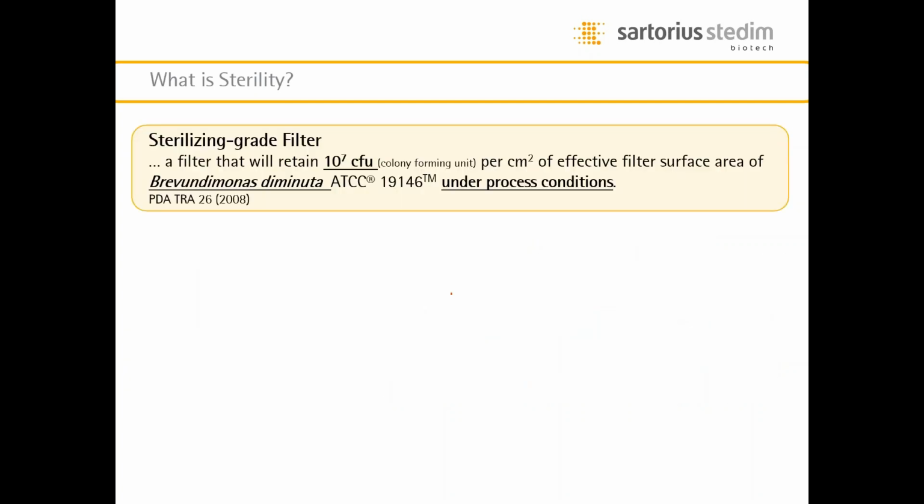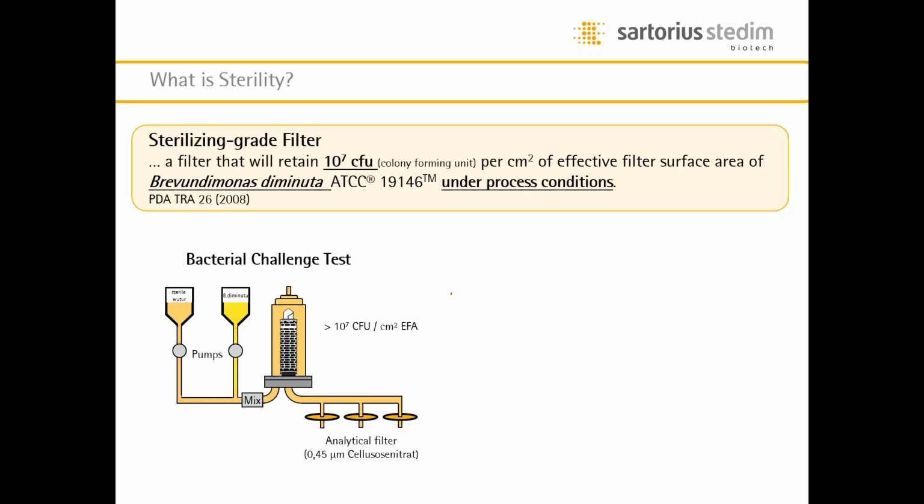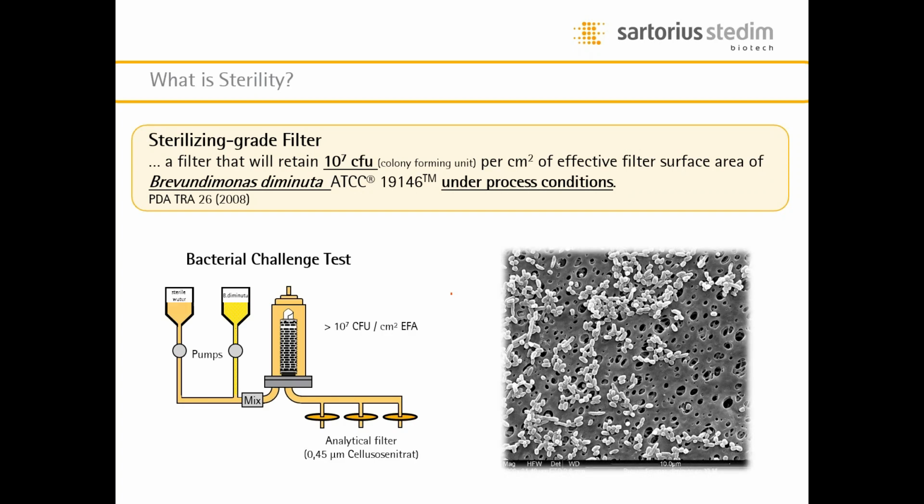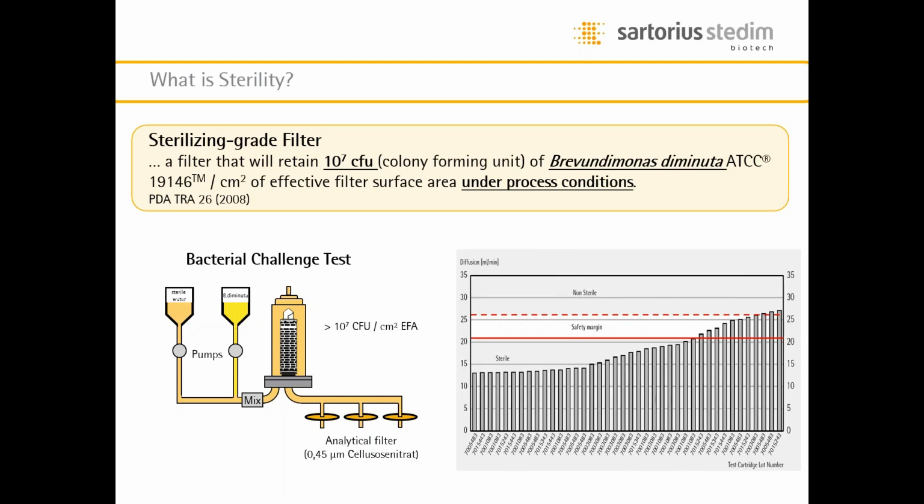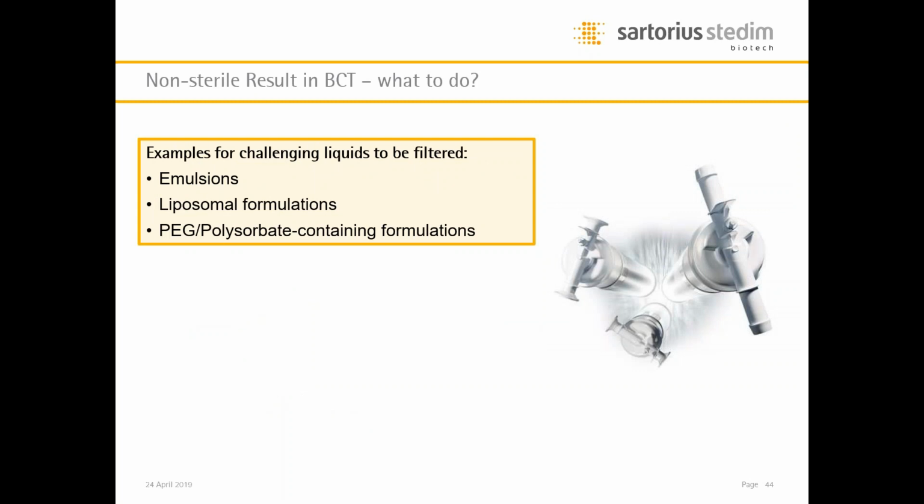Sterility is defined as the retention of 10 to the power of 7 colony-forming units per square centimeter of effective filtration area of a specific bacterium, which is Brevundimonas diminuta. This is how such a test looks, and you know this picture already. Only when it is assured that not a single bacterium has a chance to enter the liquid are we allowed to call it a sterilizing grade filter. This is work that has to be done during process validation to really show that even under your specific process conditions, this will work.